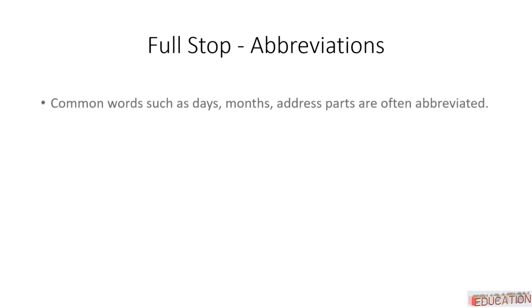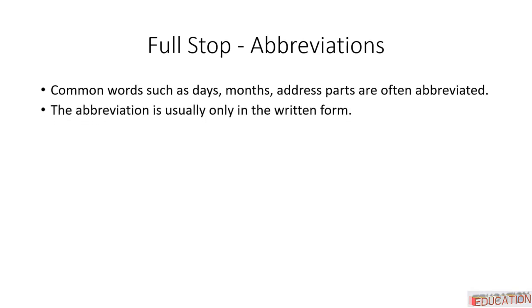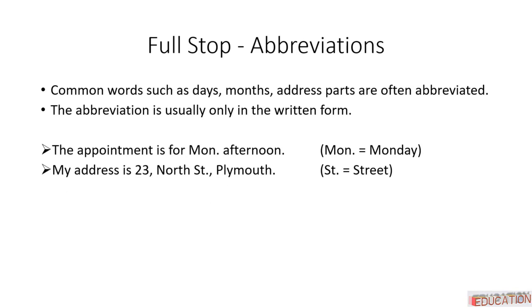And full stop examples in abbreviations. So common words such as days, months, address parts are often abbreviated. And the abbreviation is only in the written form. We still speak it the same. So the appointment is for Monday afternoon. And Monday has been abbreviated to Mon. and therefore has a dot after it. My address is 23 North Street, Plymouth. And street, being a common address part, has been abbreviated to St.